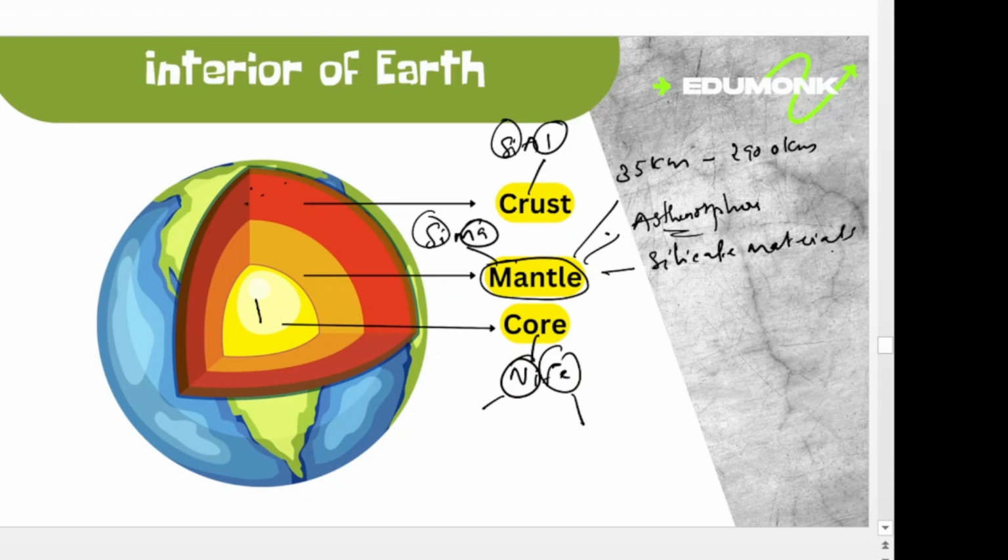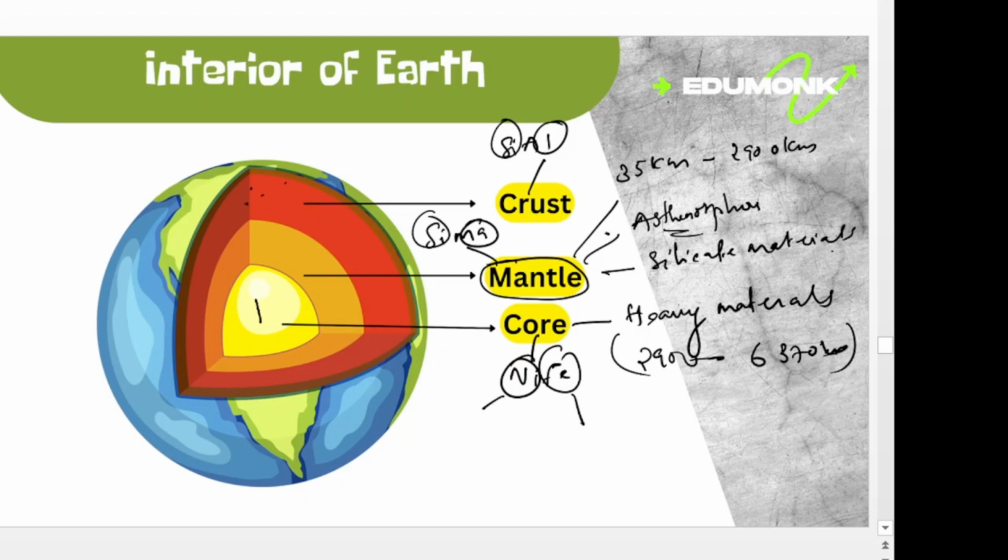Then we can move to the final or last layer, the core. This core is made up of heavy materials. Sometimes it's called the nife layer, that is nickel and iron. The major composition is carried by nickel and iron. The core is around 2,900 to 6,370 kilometers. The core is divided into the outer core and inner core.